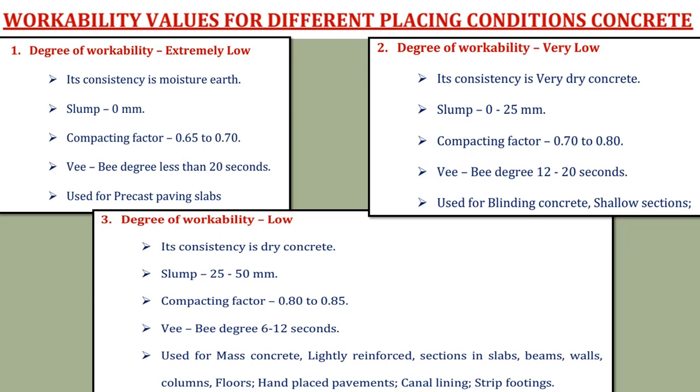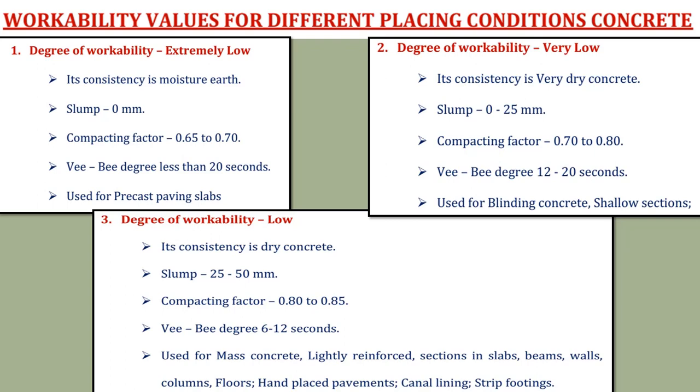First, the degree of workability is extremely low. Its consistency is moist earth, slump is zero, compacting factor is 0.65 to 0.7, VB degree is more than 20 seconds, used for precast paving slabs. Then degree of workability very low: its consistency is very dry concrete, slump is 0 to 25, compacting factor 0.7 to 0.8, VB degree 12 to 20 seconds, used for blinding concrete and shallow sections.